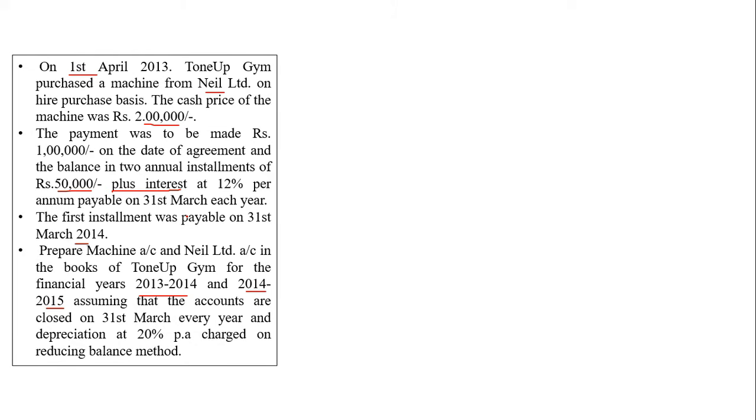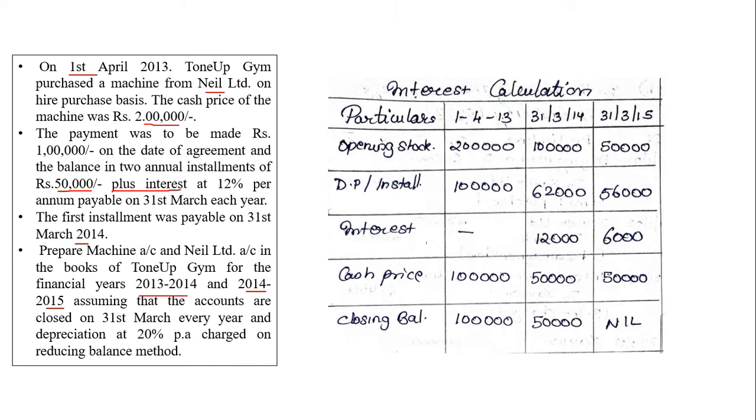Okay, so now let us see how to solve the sum. The very first thing we'll do is make a table of calculation of interest, which I've already done. So I'm going to explain how to solve that particular interest calculation table. The heading is interest calculation. We have particulars: 1st April 2013, 31st March 2014 and 31st March 2015, because 2 years of data is given. Opening stock, down payment, installment, interest, cash price, and closing balance.